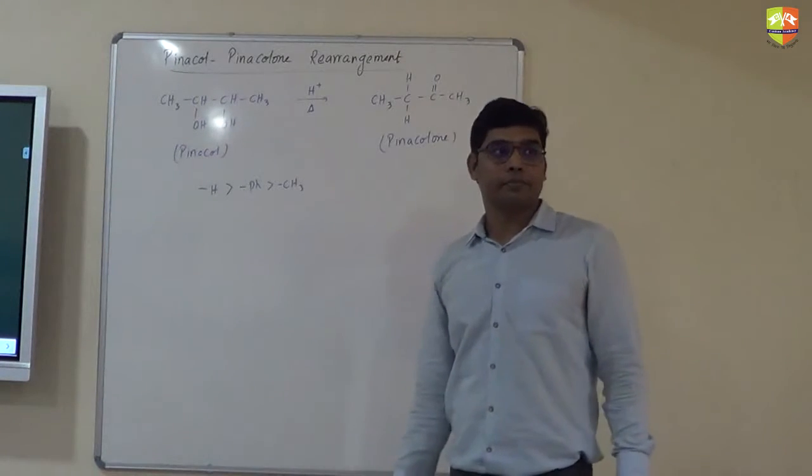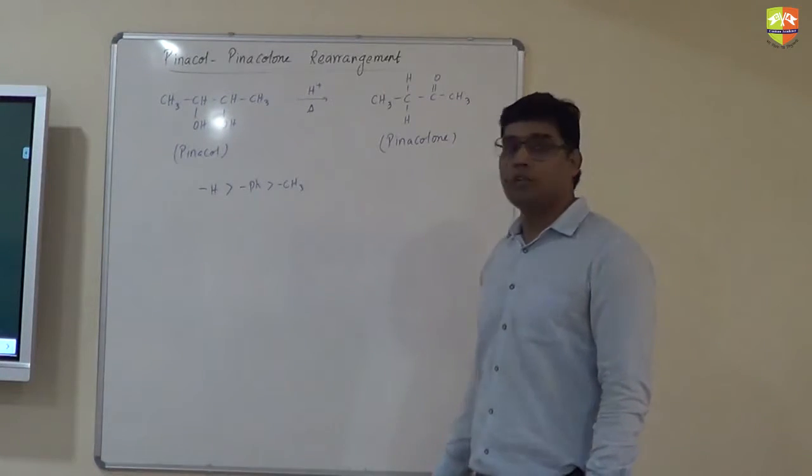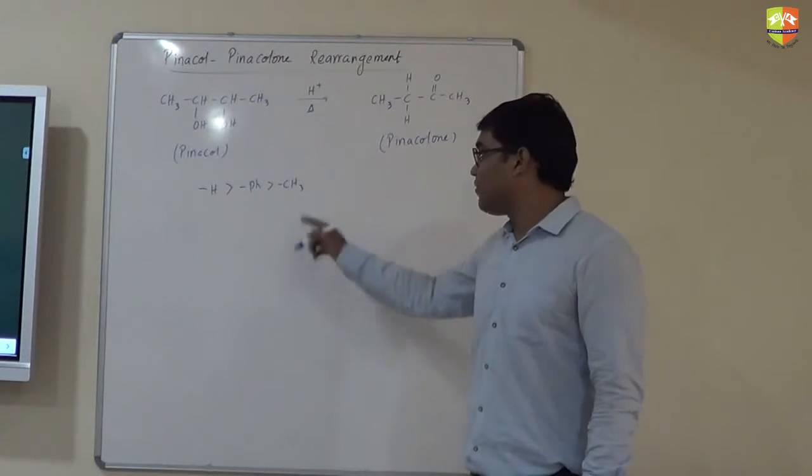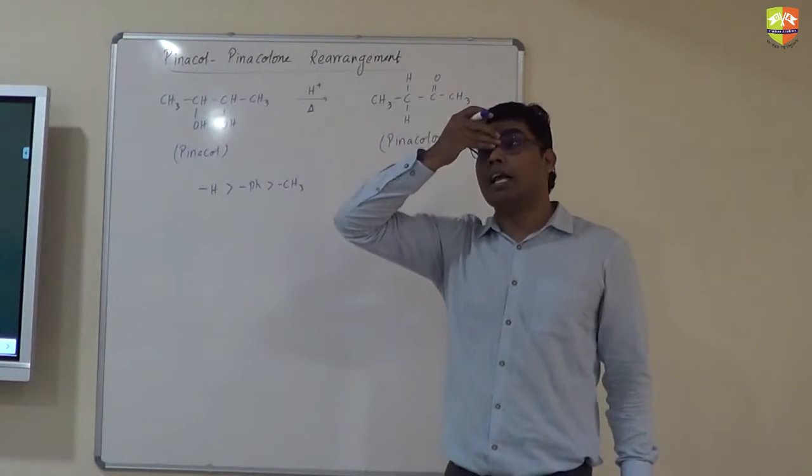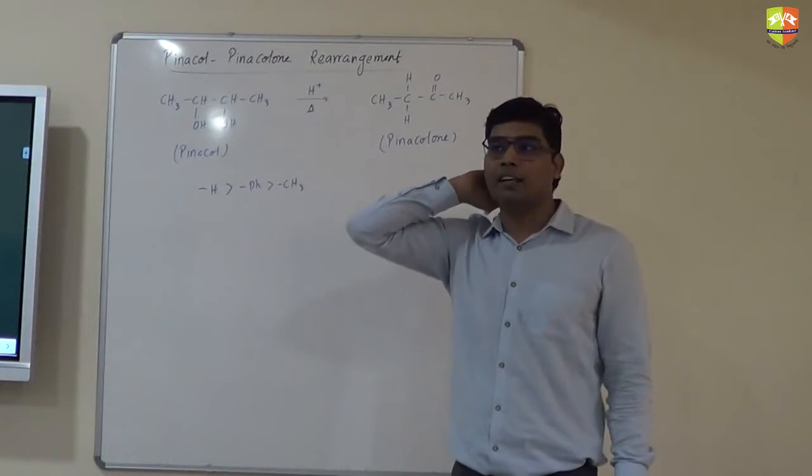Phenyl should be more than alkyl then. Why is it greater? I have discussed this in the last class. Hydrogen, phenyl, methyl. See your notes.